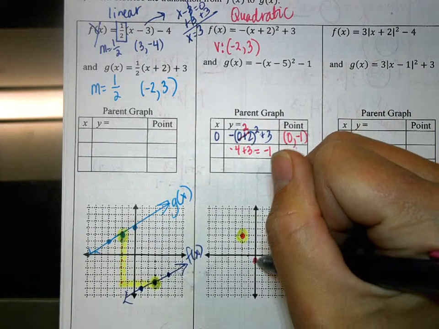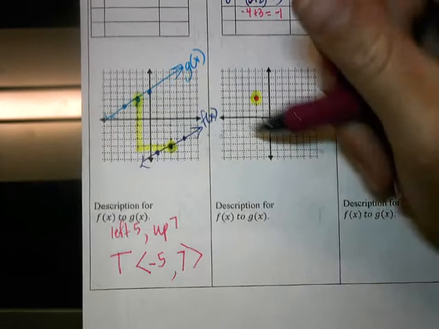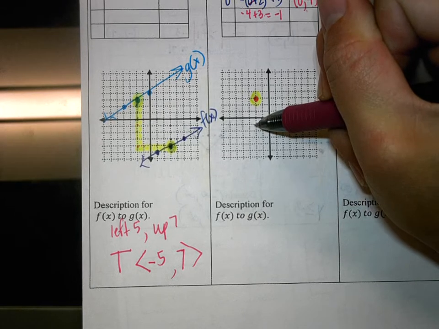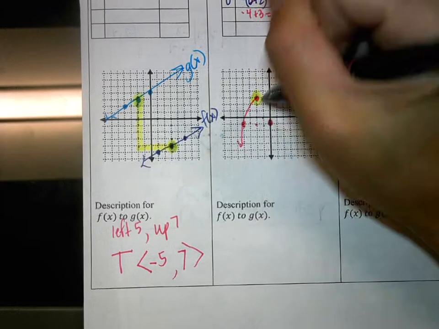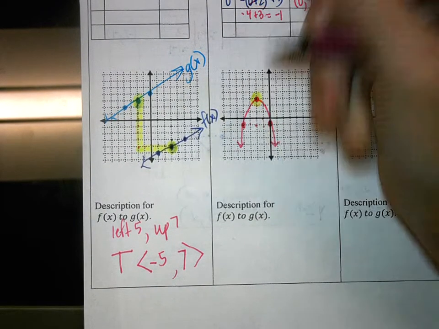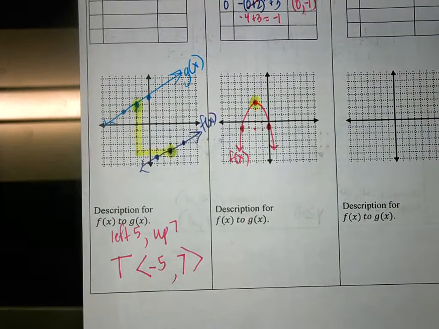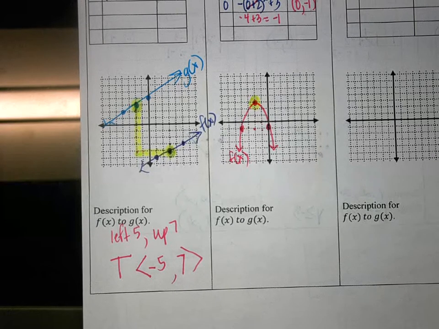So 0, -1, and because quadratics are symmetrical, see how this is 2 away from the vertex line? So we go 2 away on the other side to make our other point. And then we draw our curve. And make sure you label that as f of x. Do we have any questions right now?